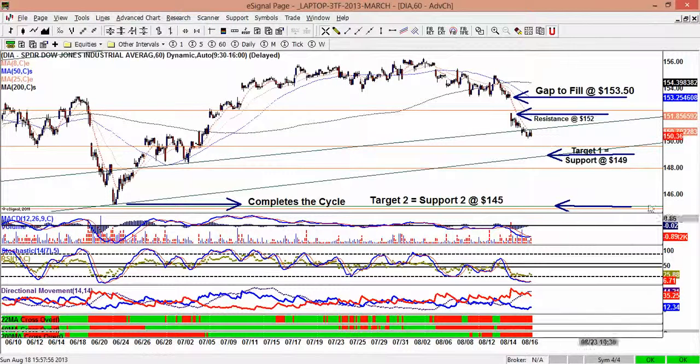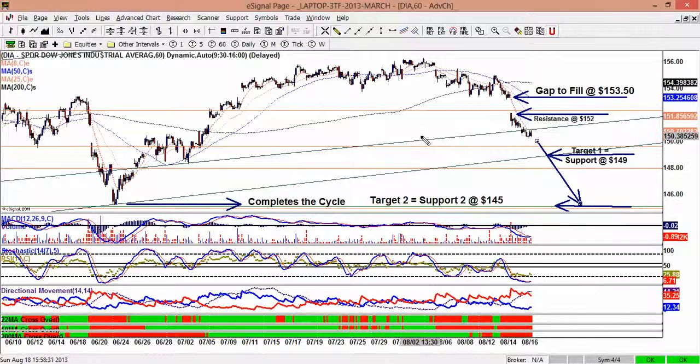Currently, the DIA closed at 150.36 on Friday. The DIA being the Dow 30 ETF. And it looks to me as if we're trying to complete a cycle. For those of you who've taken my courses before, stocks like to go through and complete these, whether it's a rounded top or a rounded bottom, it's a cycle. And so there could be a little bounce up here for sure.